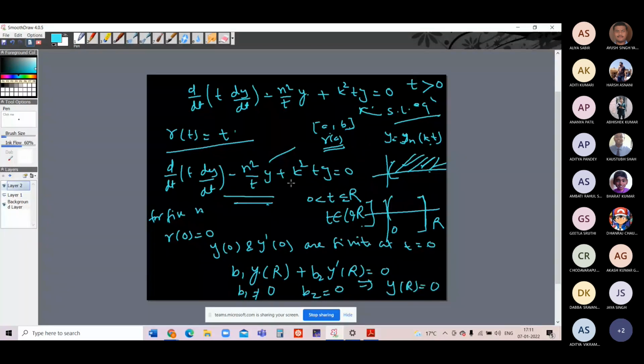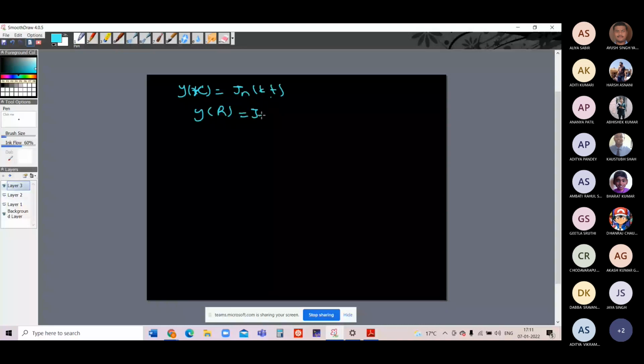So the solution is saying that yr is 0, and you know that originally y was a function of x, but here x we are writing as kt. So it means that yr is 0, that is y, you know that yx is here Jn kt. So yr 0 means Jn kr is 0. So this equation will be 0 at this point r.